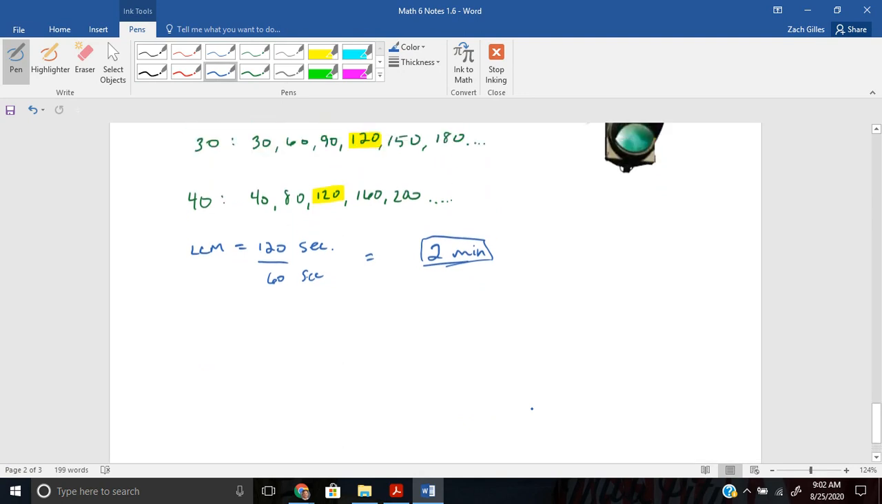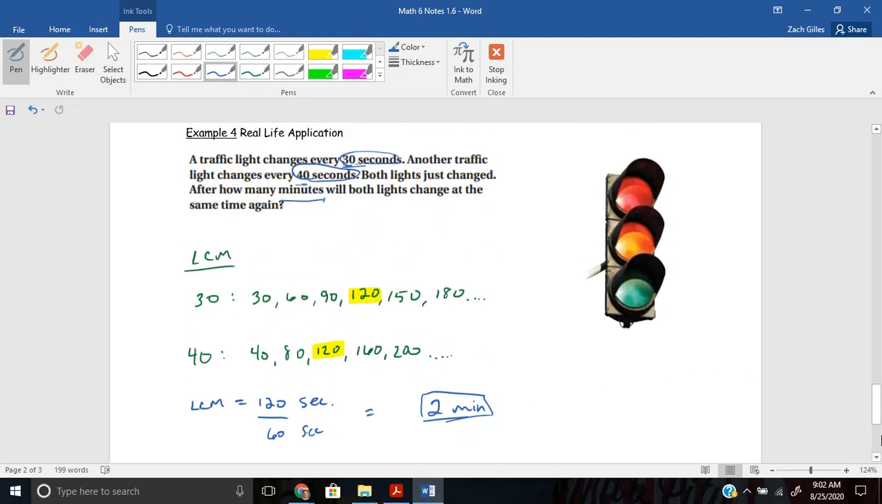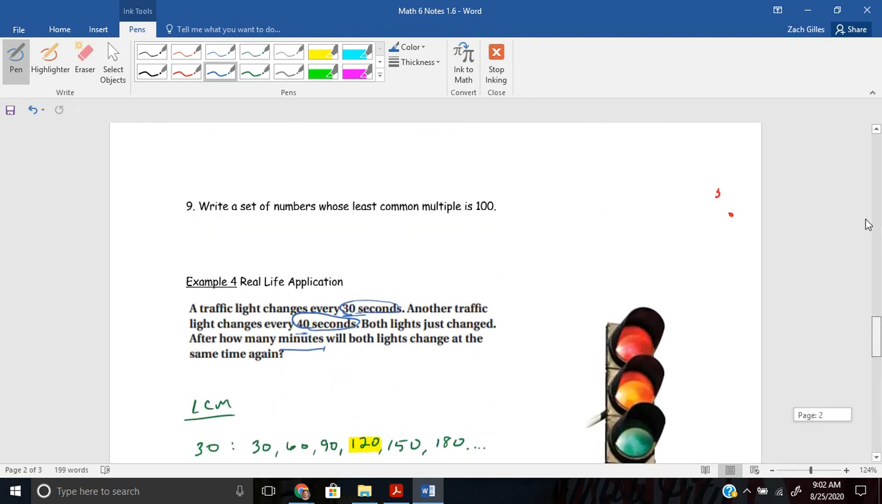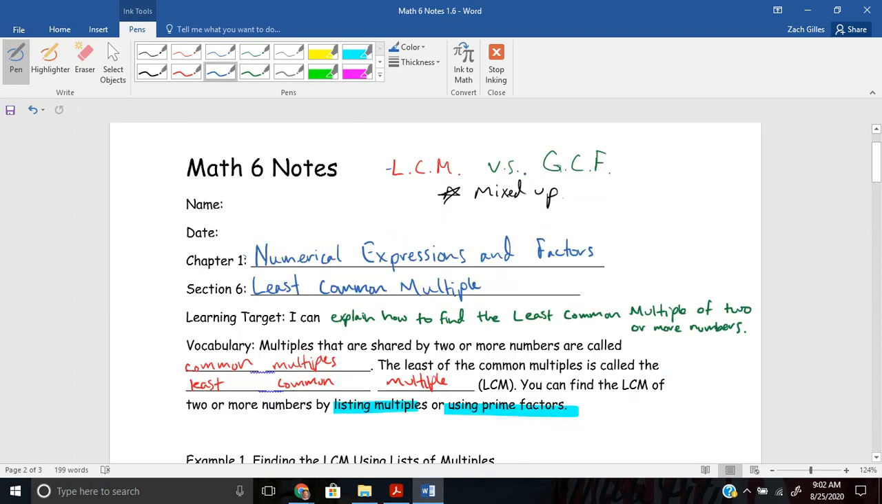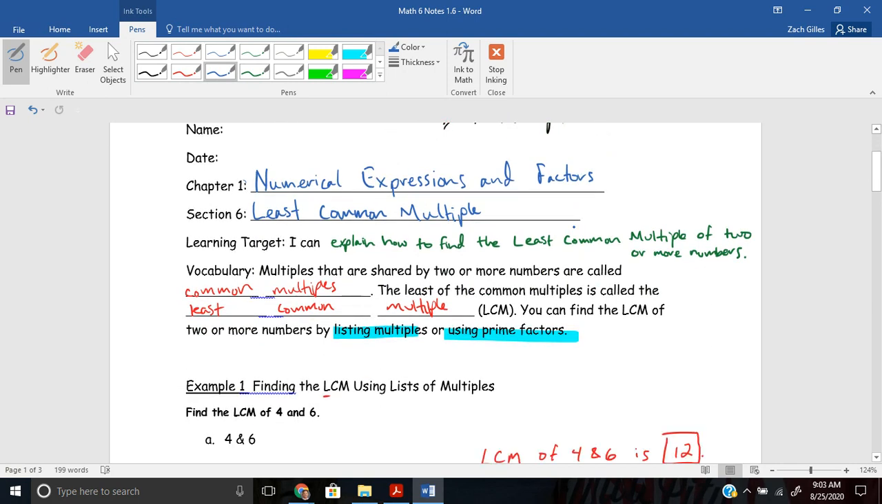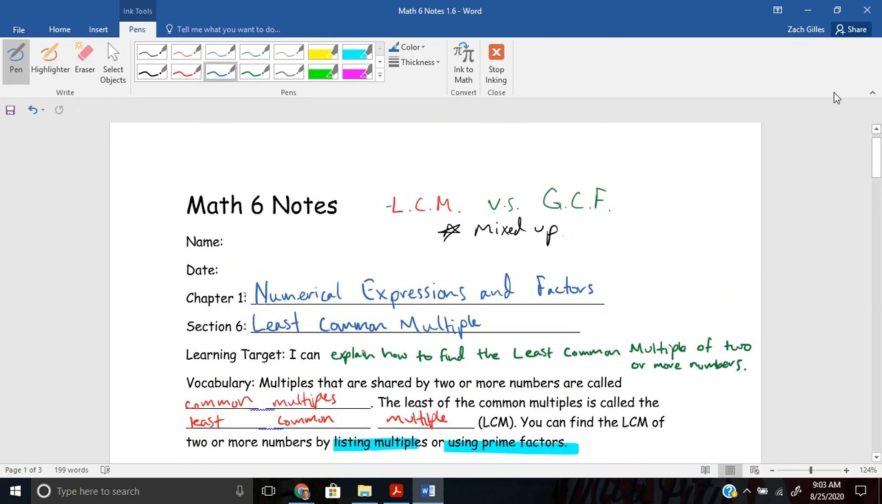Alrighty, that does it for 1.6 and the least common multiple. Again, please try to review this, especially when it comes test time, of the difference between LCM and GCF, because a lot of kids can forget that. Let me know if you have more questions, and I will see you guys next time.